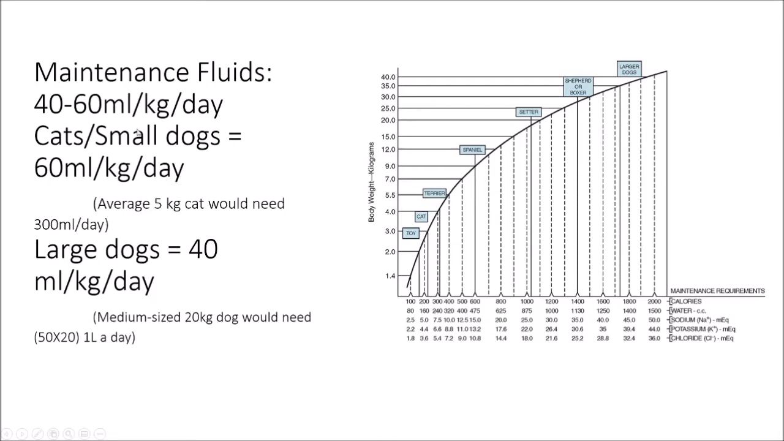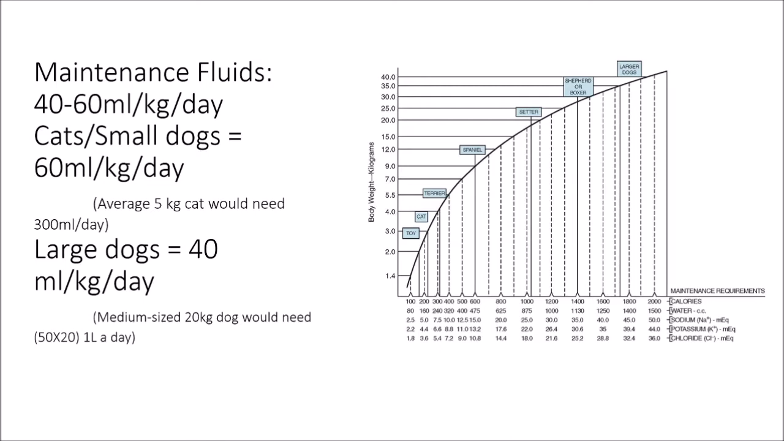With cats and small dogs, it's an inverse curve. So with cats and small dogs, we're actually going to see them need more, 60 mils per kg per day. So an average 5 kilogram cat is going to need about 300 mils per day. With large dogs, they need about 40 mils per kg per day. So a medium-sized 20 kilogram dog or 44-pound dog would need about a liter a day. So a 44-pound dog getting a liter a day, that's what they need to maintain their fluid rate.